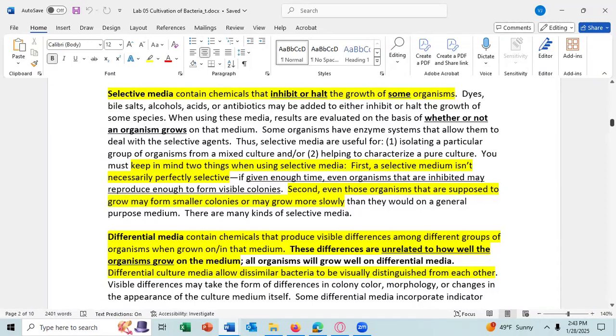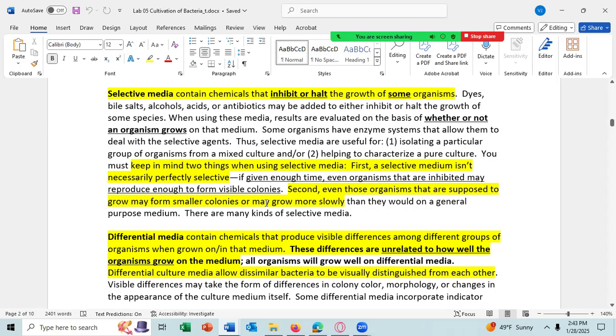So they have something in it that stops the growth of a certain class of organisms. Keep in mind two things when you're using selective media. First, selective media isn't necessarily perfectly selective. If given enough time, organisms that are selected against may grow on the dish. And second, even those organisms that are supposed to grow in the selective media may grow smaller colonies or grow more slowly than they would on a general purpose medium.